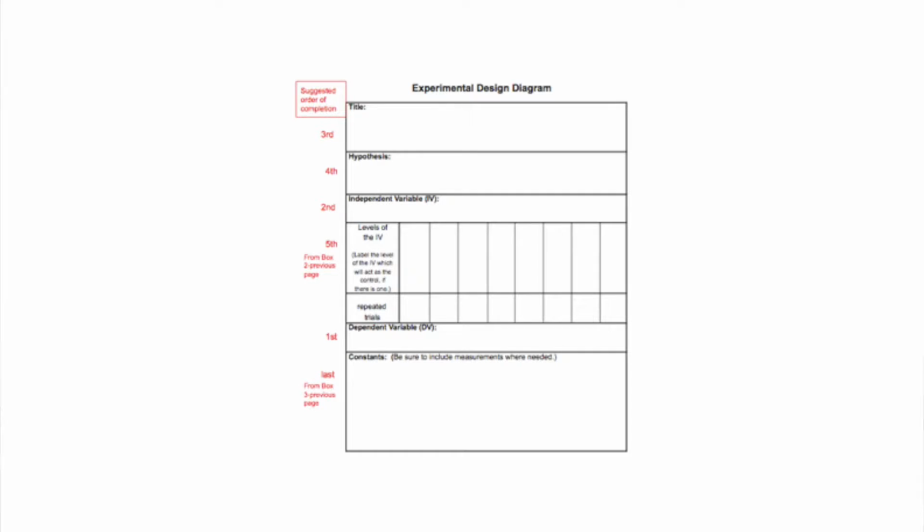Next, write the hypothesis using the formula: If the IV is blank, then the DV will be greatest or least. And finally, fill in the constants with the items that you listed in the box from step 3 on sheet 2. The suggested order for completion of the EDD is numbered for you in the left margin in red.